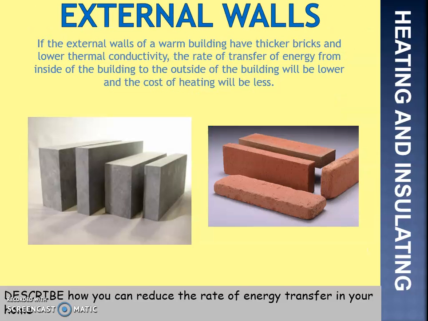If the external walls of a warm building have thicker bricks and lower thermal conductivity, the rate of energy transfer from the inside to the outside will be a lot lower. So we need to look at the materials and the size of the bricks we're making it from. Again, by using it this way, we are stopping conduction taking place. If it stops conduction taking place, we will stop energy being lost through the walls of the house, and so our heating bills will be lower.